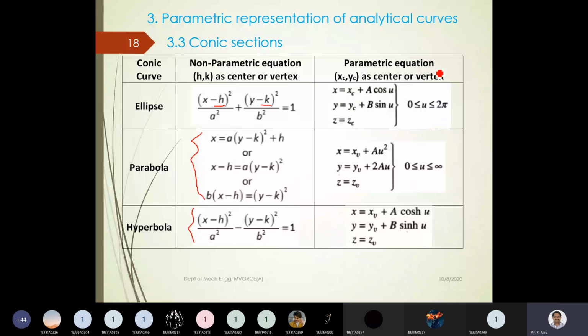Whereas in case of parametric representation, the same ellipse, x would be like this. xc, yc is the center of the ellipse, right? x is xc plus a cos u. a is some coefficient, b is another coefficient. They are constant values, not variables. This is the only variable. Okay, so for different constant or coefficient values, the ellipse equation also would be different, right? So this is how it will be represented.